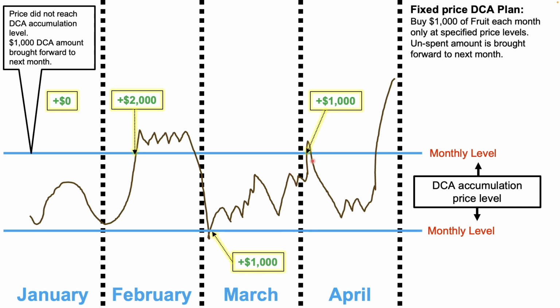And in April, price reached the higher monthly level, and you'll buy another $1,000 here. And in all, your dollar cost average into fruit will be around this price.